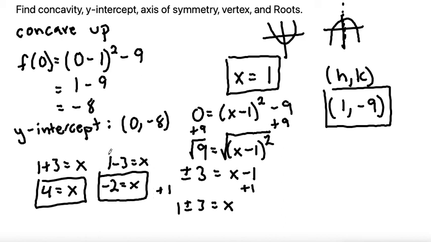So there we go. We found concavity, y-intercept, axis of symmetry, vertex, and roots. The concavity was concave up. The y-intercept is negative 8, or the point 0, negative 8. The axis of symmetry is x is equal to 1. Keep in mind that's always a line, so it has to be written in the form of x equals a number. The vertex is a point h comma k, which we found to be 1, negative 9. And the roots, you will typically have either 0, 1, or 2 roots. And in this case, we had 2 roots. x is equal to 4, and x is equal to negative 2.